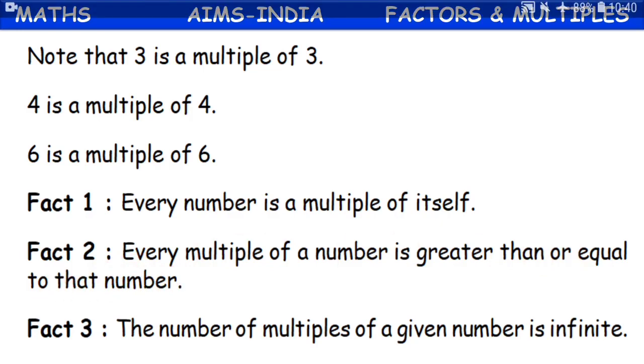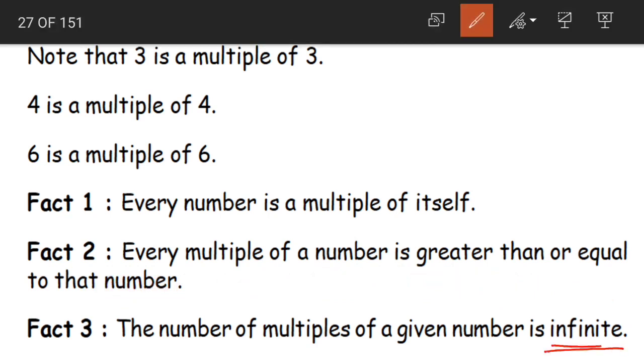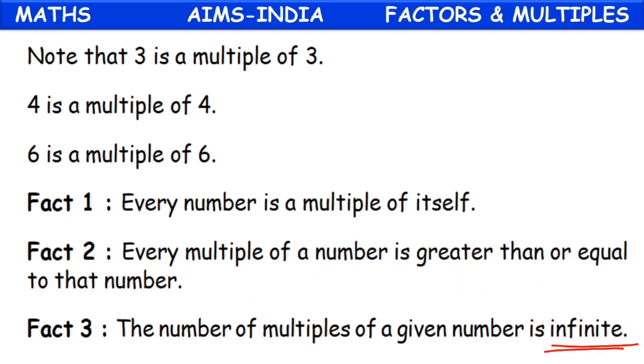Fact 3. The number of multiples of a given number is infinite. Now what is this word infinite? Infinite means that we cannot count. Okay, we cannot say that there are exactly these. Now if I ask you to count the hair on your head, if I ask you how many hairs do you have on your head, will you be able to tell? No, we cannot count. Yes or no?